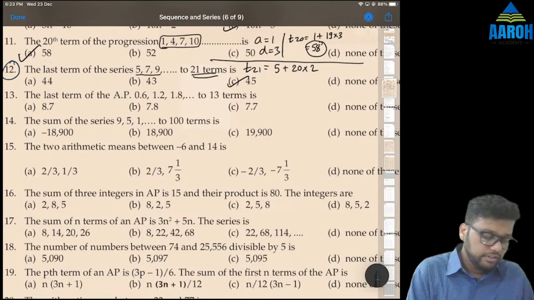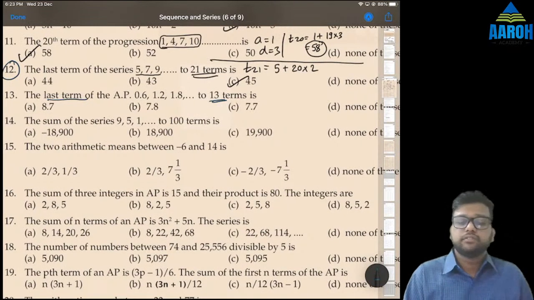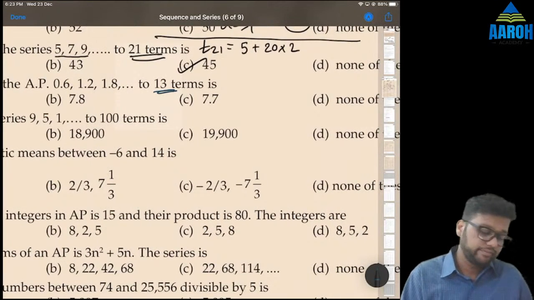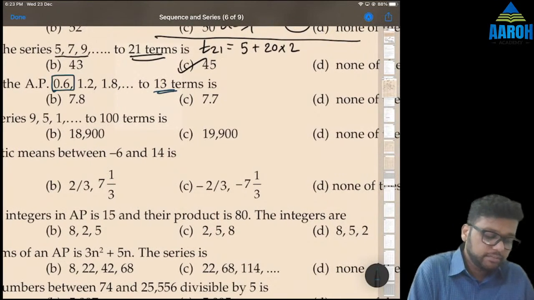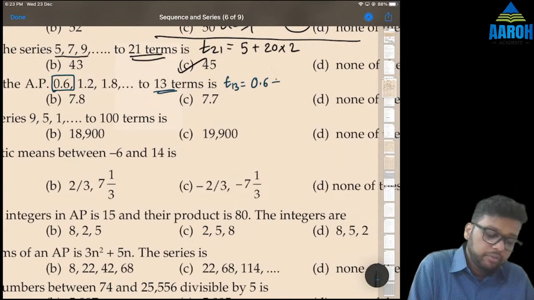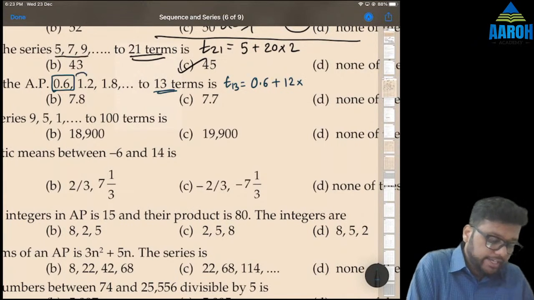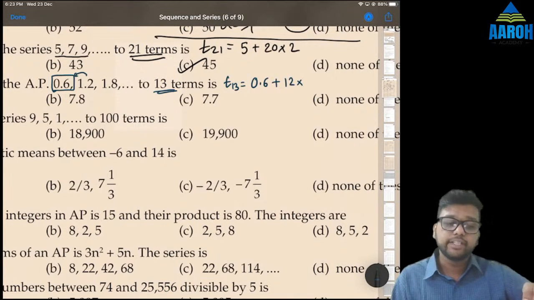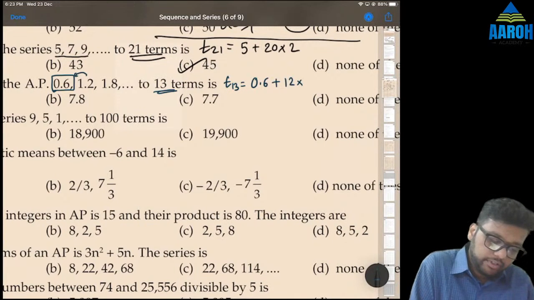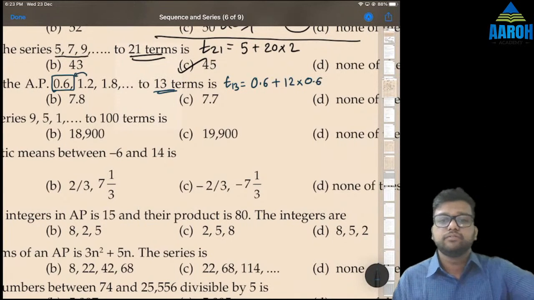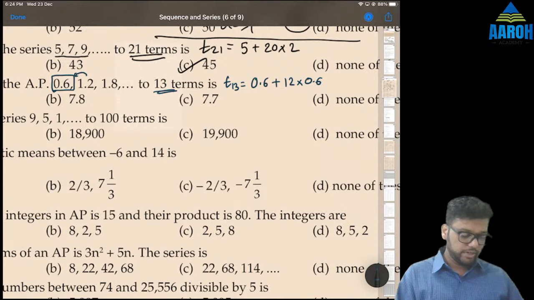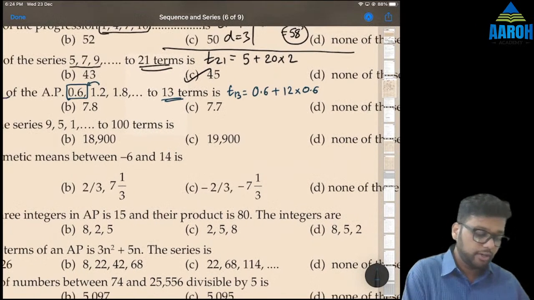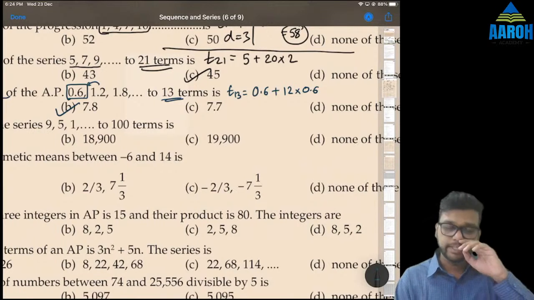13th, again easy. Last term of the series to 13 terms. So that means we want T13. So A is 0.6. So T13 will be A plus n minus 1, that is 12, into D. What is D here? Second term minus first term, and third minus second is also 0.6. That means D is 0.6. So it is 12 into 0.6 plus 0.6. That is 7.8. Option B is the correct answer. Check.